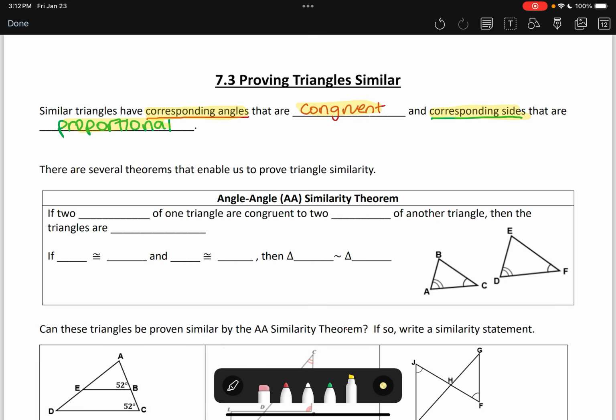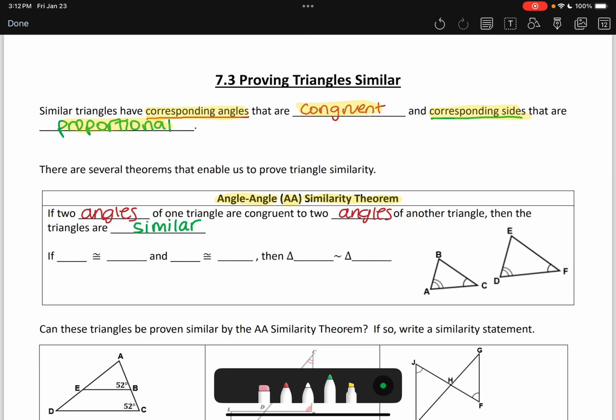So we have three theorems that allow us to prove triangle similarity. The first one we're going to look at is known as angle-angle similarity theorem, otherwise known as AA. So what this theorem states is that if two angles of one triangle are congruent to two angles of a second triangle, then the triangles themselves are said to be similar.